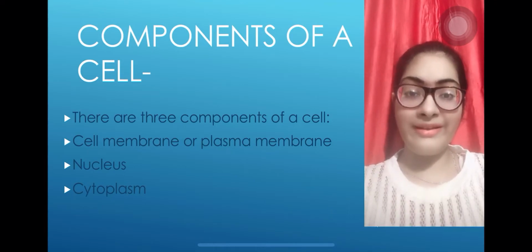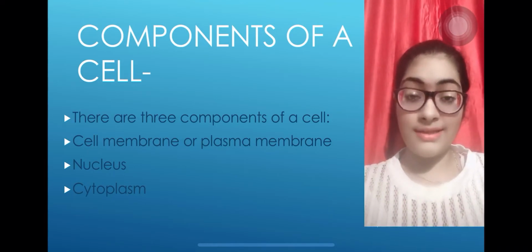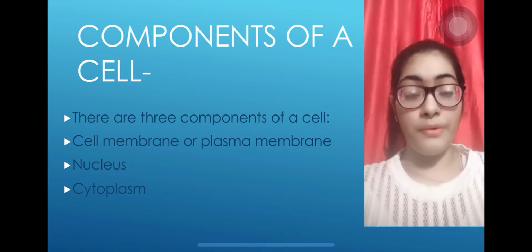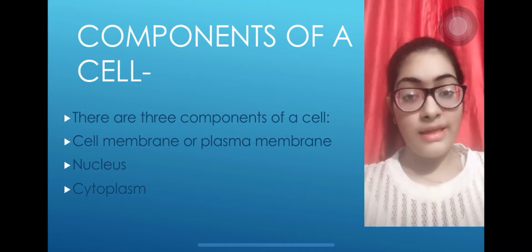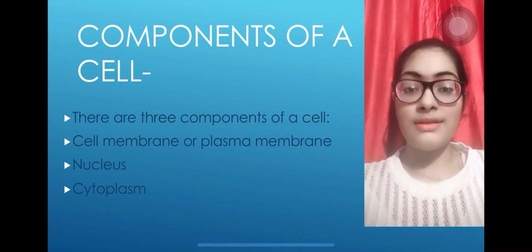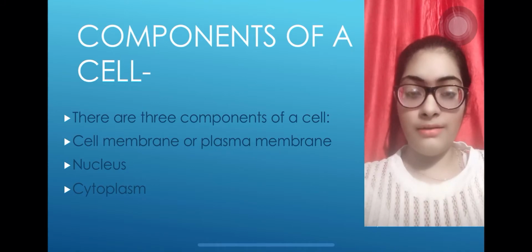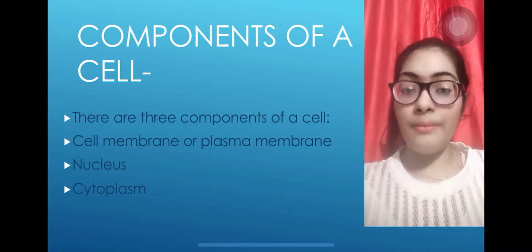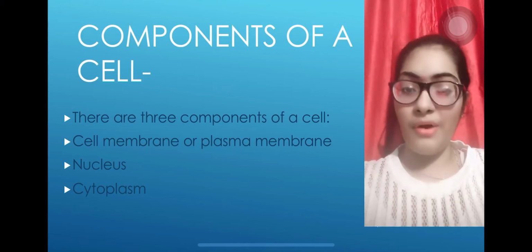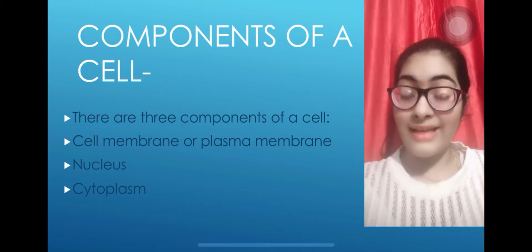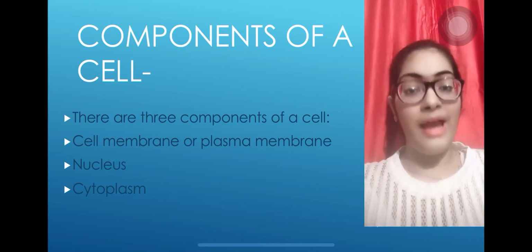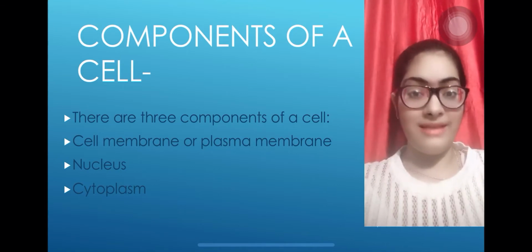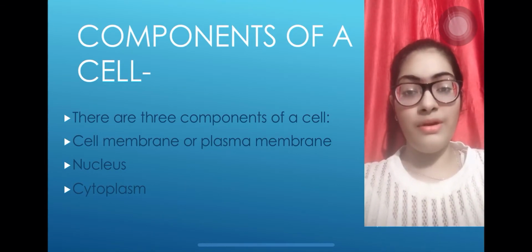So children, here comes the first slide which discusses components of a cell. A typical cell has three components, which is cell or plasma membrane. The second is nucleus, which is the brain of the cell. Like the computer has the CPU, like the body has the brain, the cell has the nucleus. And the third component is the cytoplasm, which is the fluid in the cell. We'll discuss it furthermore in detail.